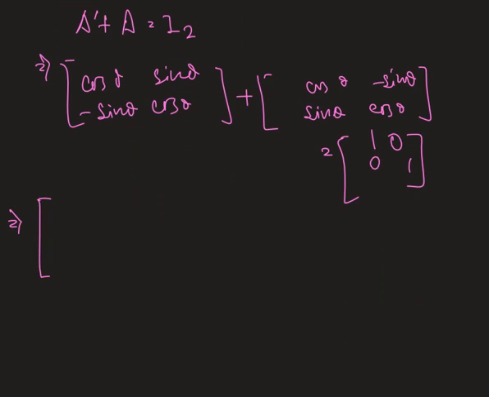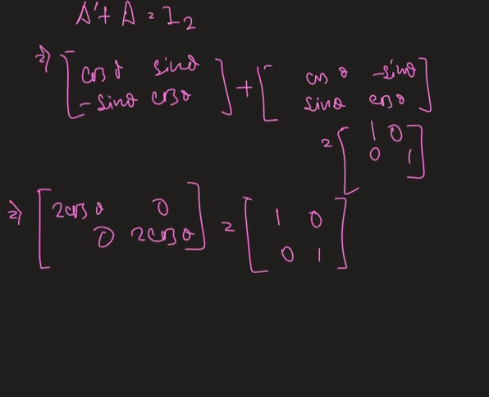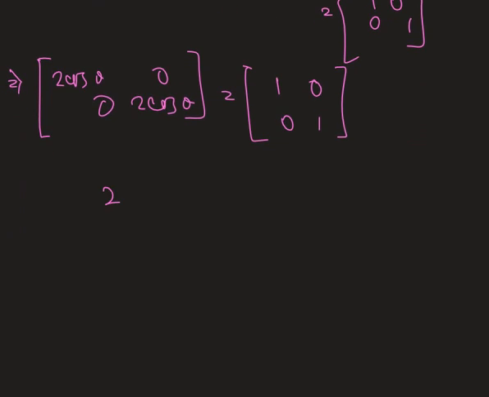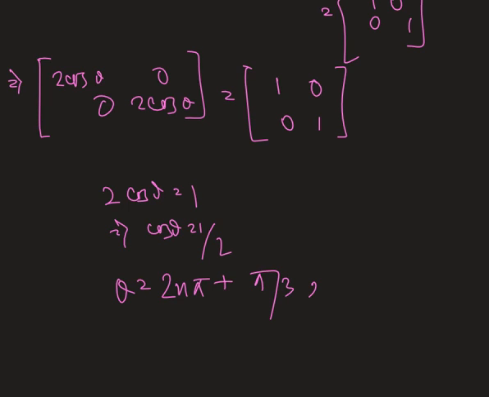Now after adding these two matrices, we get 2 cos theta, 0, 0, 2 cos theta, and after comparing both sides we get 2 cos theta equals 1, that is cos theta equals half. Therefore the value of theta is going to be 2n pi plus pi by 3, where n is an integer. So that is the answer, and that's all for today.